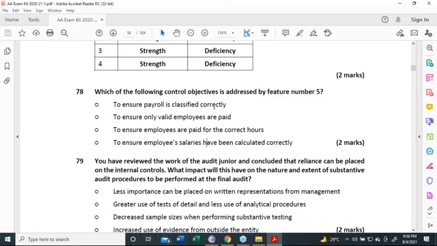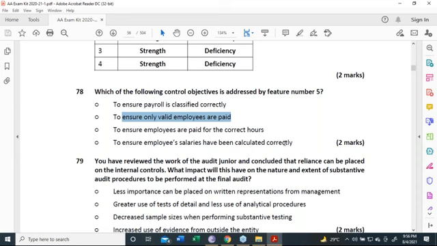That report will not help in correctly classifying the payroll cost. That report has got nothing to do with the classification. So 1 is not the correct answer. Yes, the second option. Because of that review, the finance director will be able to verify that only valid employees are paid. There is no ghost employee in there.